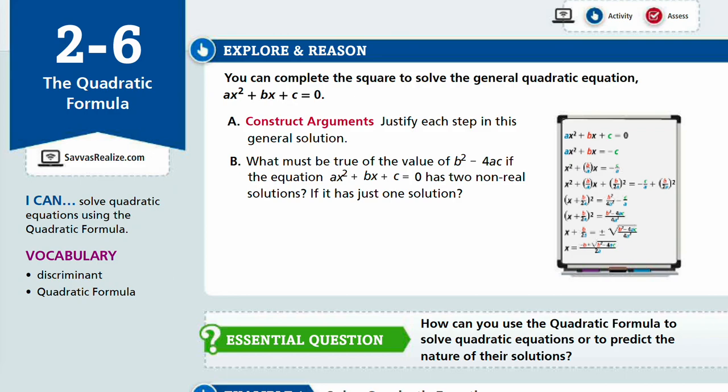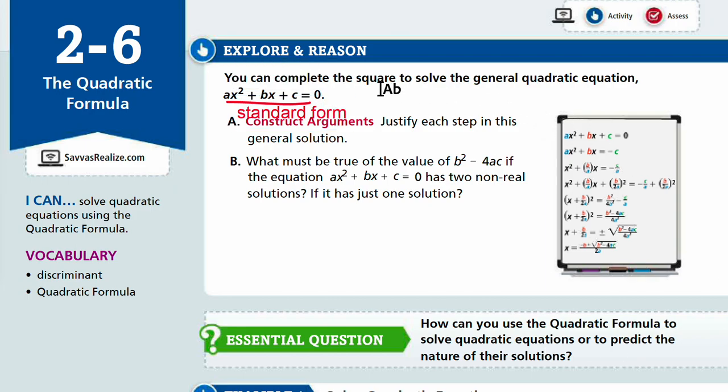So first, let's look at exploring reason to think about the concept and get you introduced to the idea. You can complete the square to solve the general quadratic equation ax squared plus bx plus c equals 0. First of all, what is this form? Ax squared plus bx plus c. This is the standard form, right? We learned all the types of forms of a quadratic function.